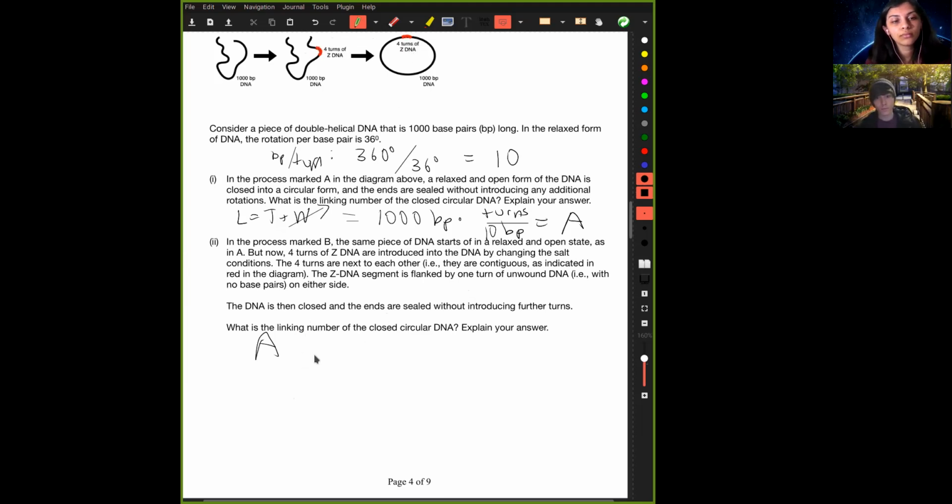So the first thing I want you to think about is that for these 4 turns of zDNA that were converted from the original B-form DNA, for each of those turns of zDNA, by how much do we change the linking number and in which direction do we change it?